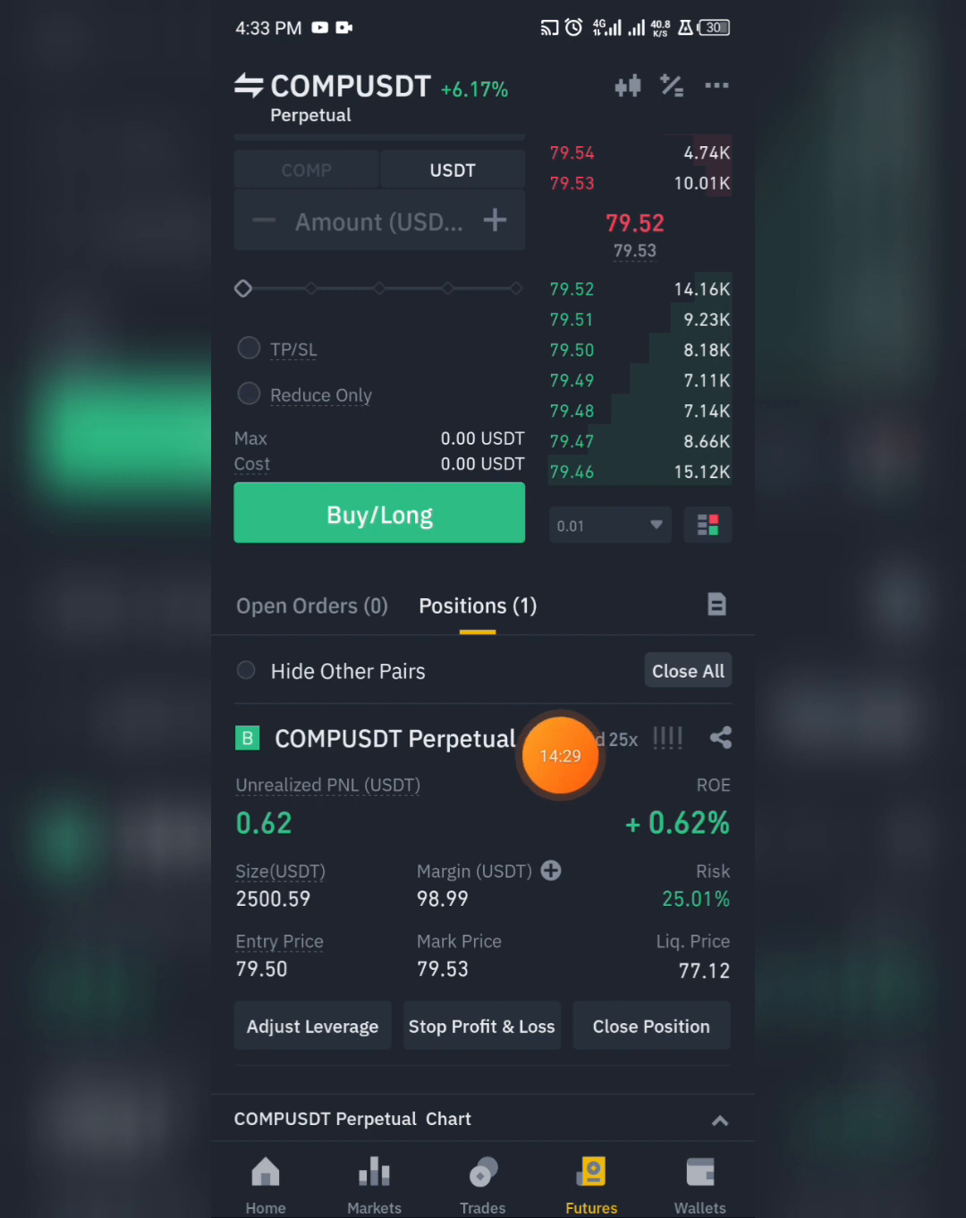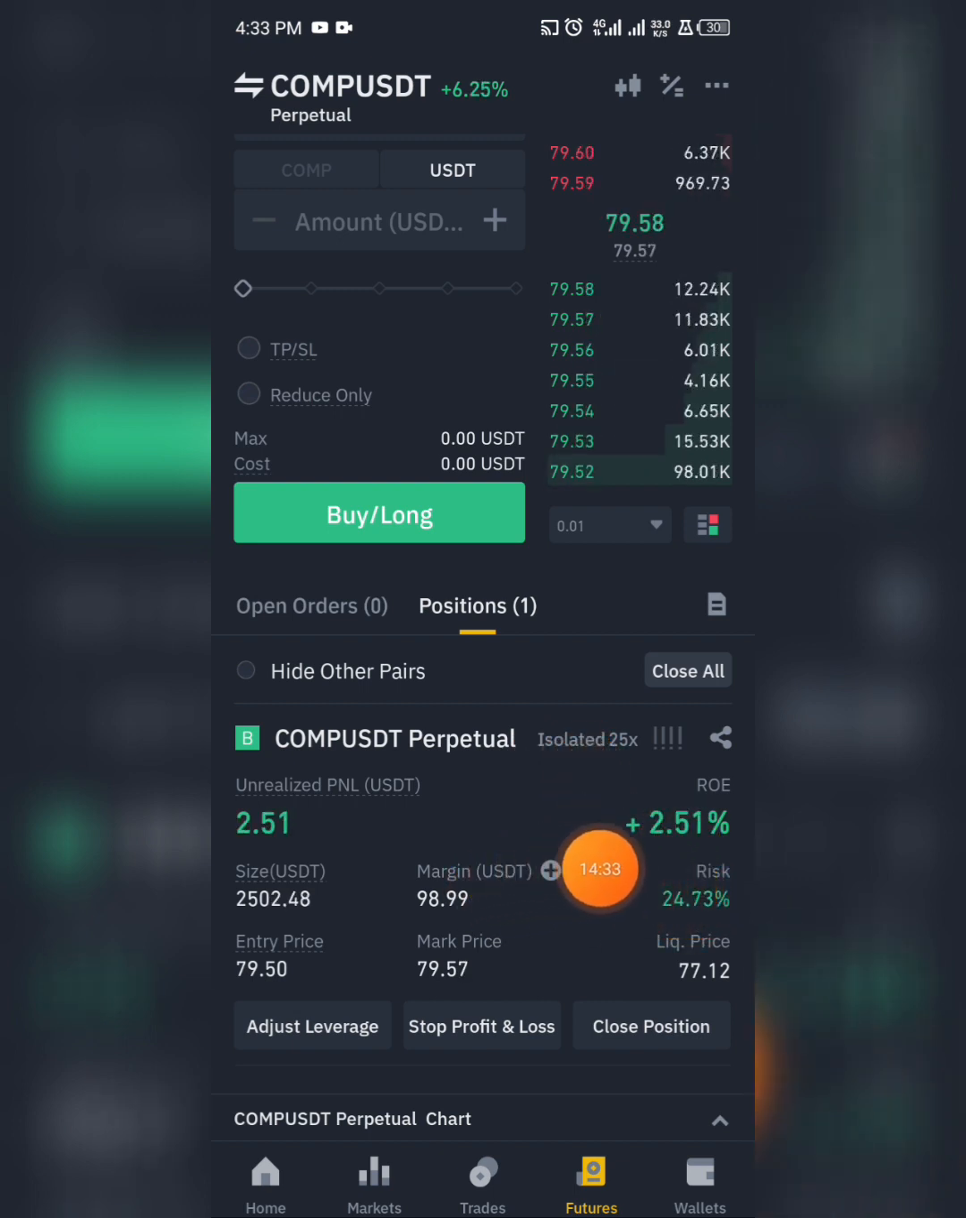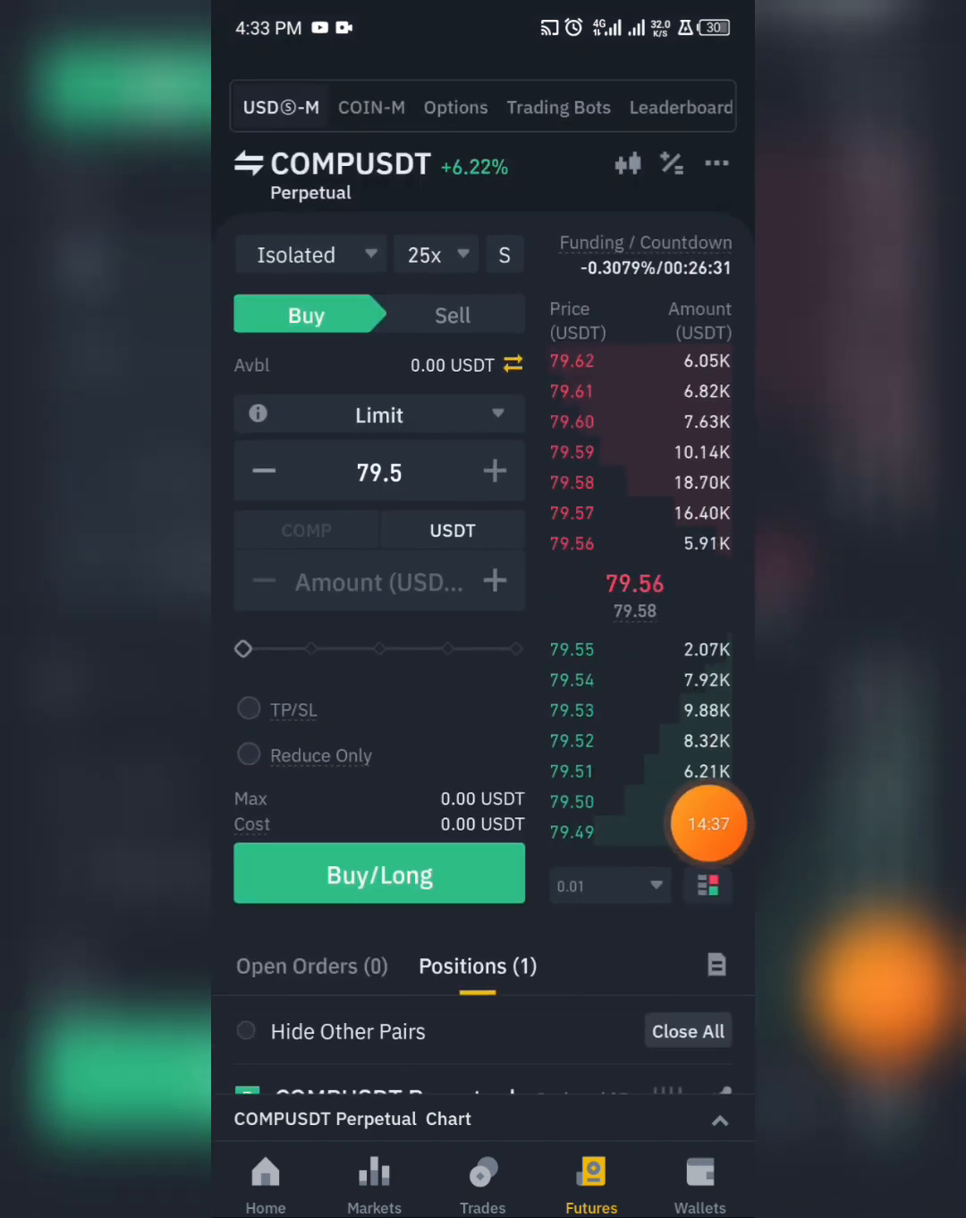So your leverage determines your risk level. You can see I'm virtually on $2 profit now. So this is just how to trade. If you want to predict that the price will come down, you click on sell.